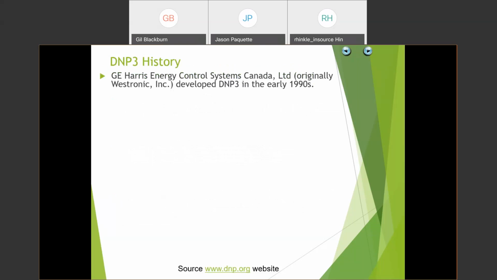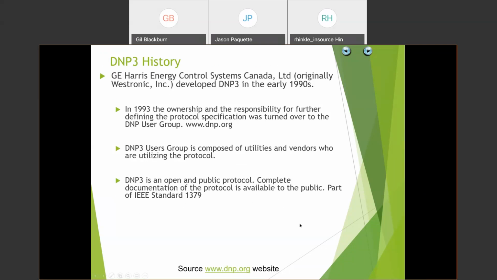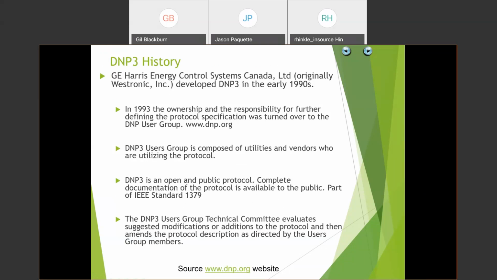Short history: GE Harris, which was originally Westronics, developed DNP3 back in the early 90s. They turned over the ownership to a users group, so it basically became non-proprietary. It consists mainly of utilities and vendors that have enhanced that protocol. And again, it's an open, published protocol, completely documented and very tightly regulated. So you can't just add your own data type into the system. It goes through a technical committee, and that's what that last piece says.